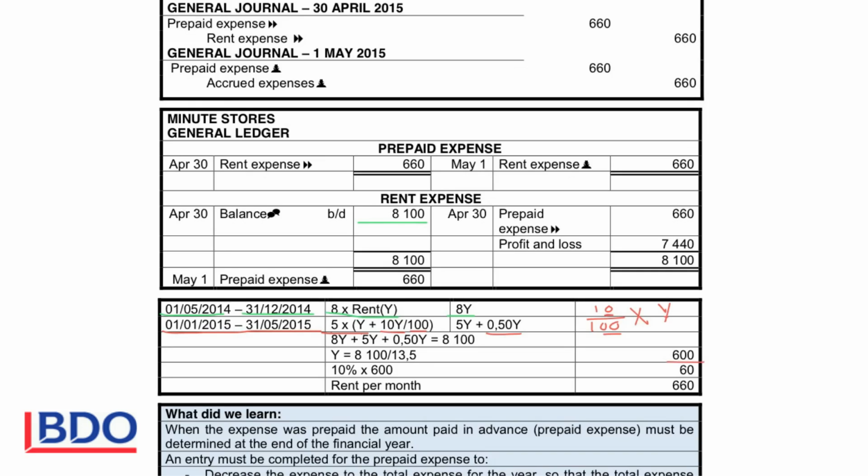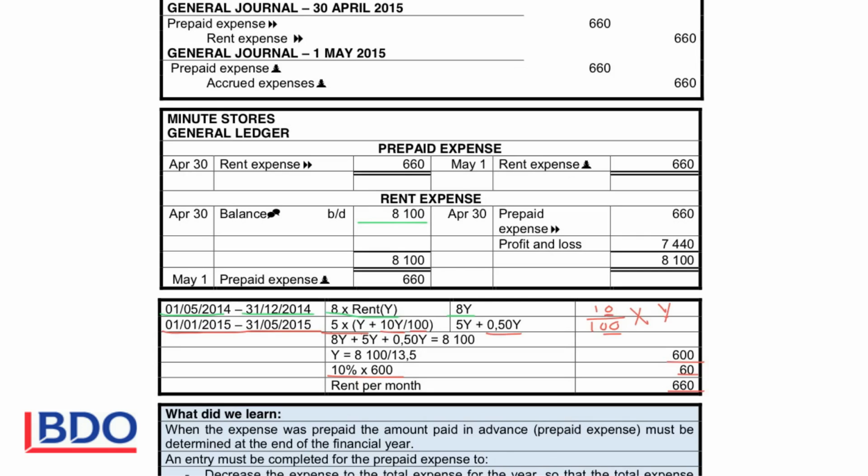The 600 is before the increase. We paid in advance at the end of the year, so we want to know what was the amount after the increase. Therefore, we will work out the 10% on the 600, 60 Rand, so the prepaid amount at the end of the year is 660.